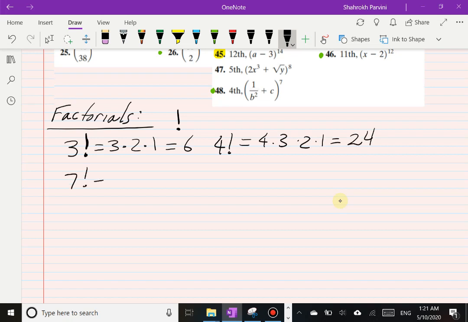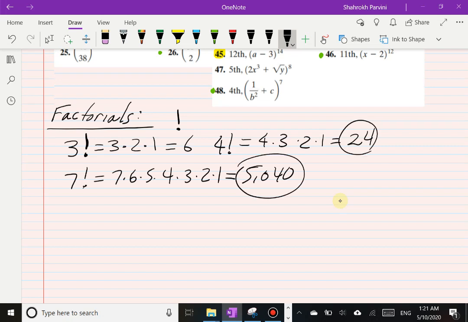So, for example, 7 factorial, that's going to be 7, 6, 5, 4, 3, 2, 1. So it's always the product of that number and every whole number down to 1. And I actually have a calculator that's capable of doing factorials. I'll show you in a moment how to do this. There you go, 5040. Notice the growth from 4 to 7 factorial. We went from 24 to over 5000.